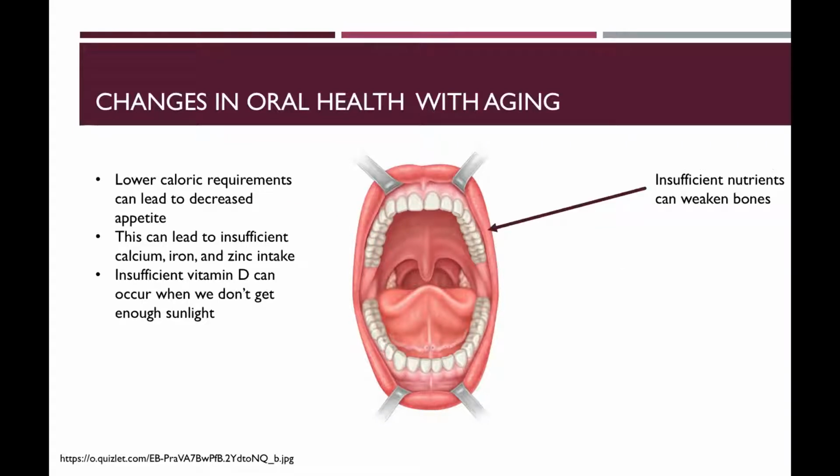Most of us, as we get older, tend to eat less as well, and this leads to decreased appetite and food intake. And this can cause, if you're not eating enough food, insufficient amounts of essential nutrients such as calcium, iron, and zinc. And in older adults who don't get enough sunlight, insufficient vitamin D can be unsafe for bones.